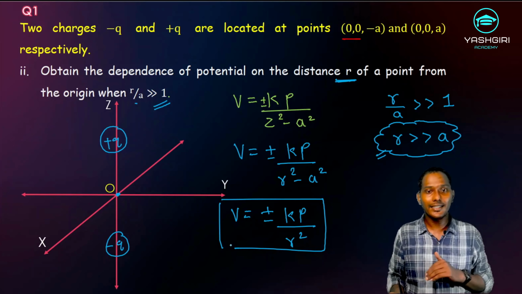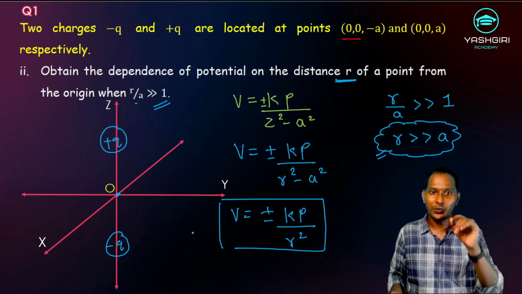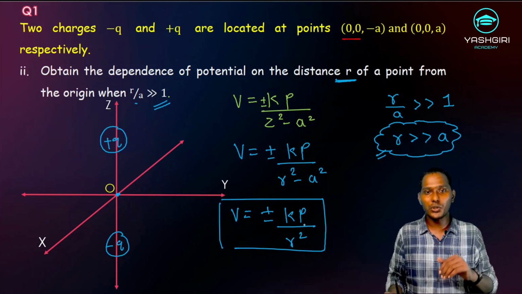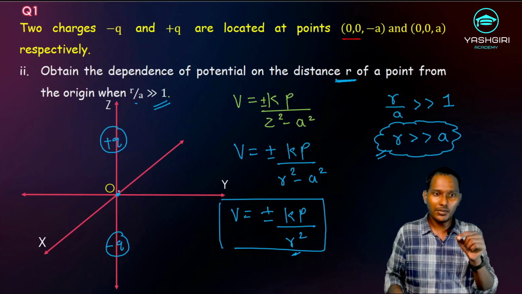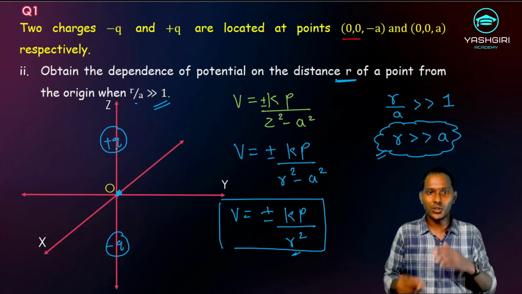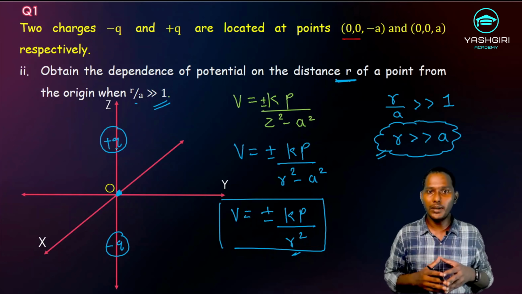Now you can clearly see, students, that the electric potential is inversely proportional to the square of the distance from the center of the dipole. This r that we are measuring is from the center, at whatever distance on that z axis. A point to make a note.